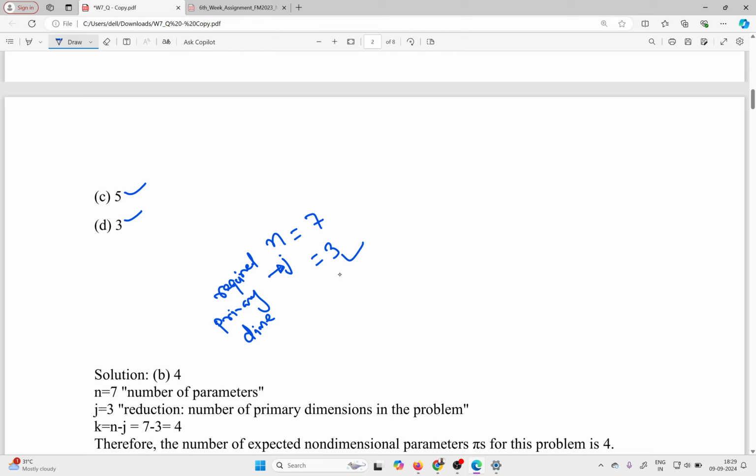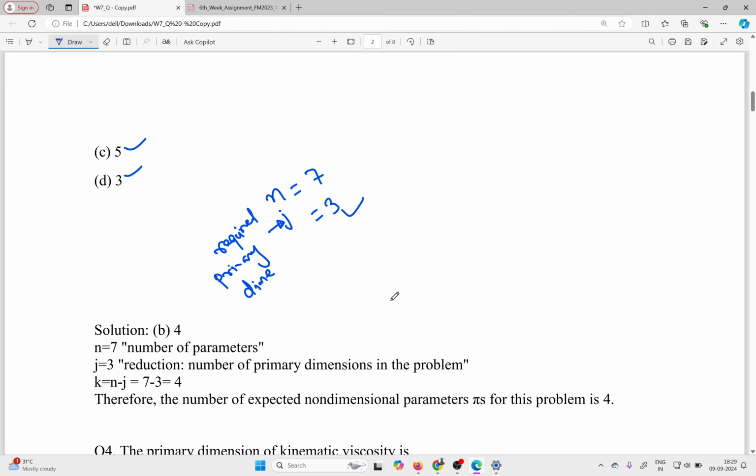So here you need to select 3 primary dimensions. Therefore, by the pi theorem, the number of pi's will be equal to the number of parameters minus the primary dimensions, which equals 4. So this is an important question. Remember, you can expect this type of question in your coming exam or final exam.